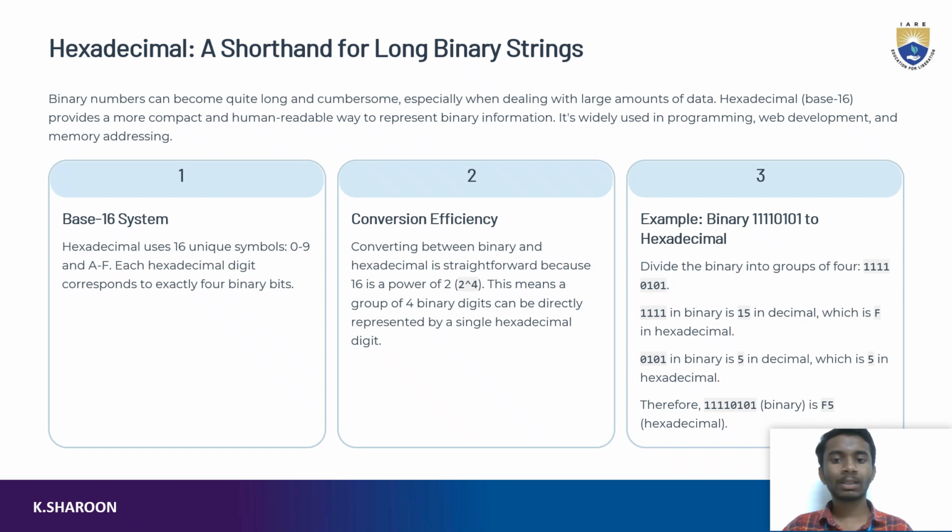Conversion between binary and hexadecimal is straightforward because 16 is 2 to the power of 4. This means a group of 4 binary digits can be directly represented by a single hexadecimal digit. Example: binary to hexadecimal, here it is given.